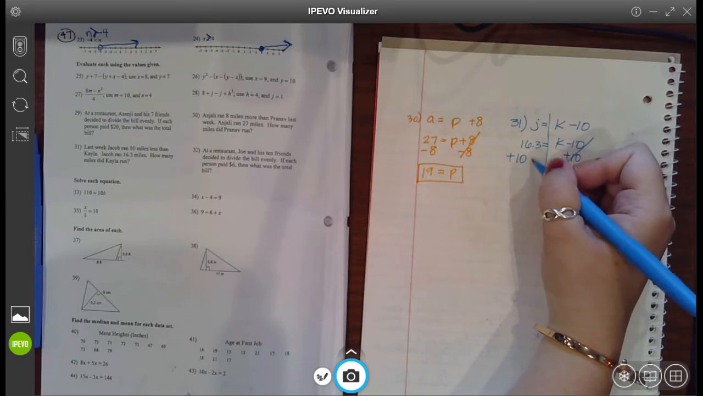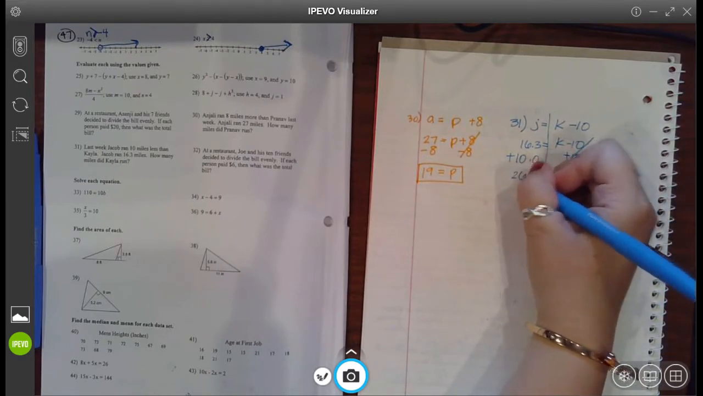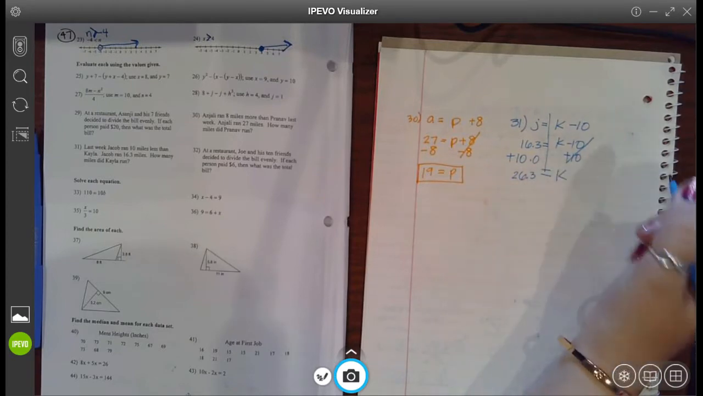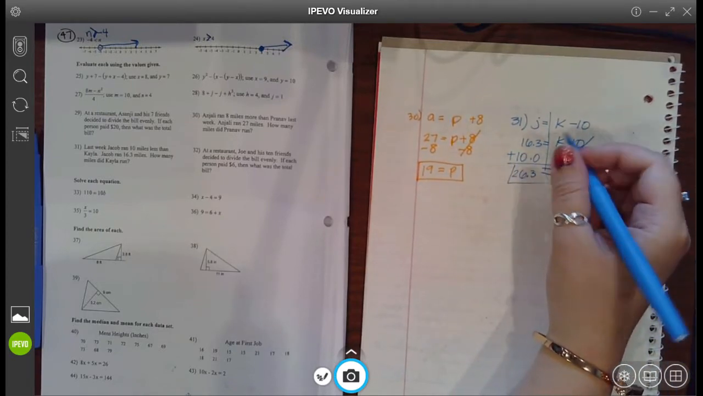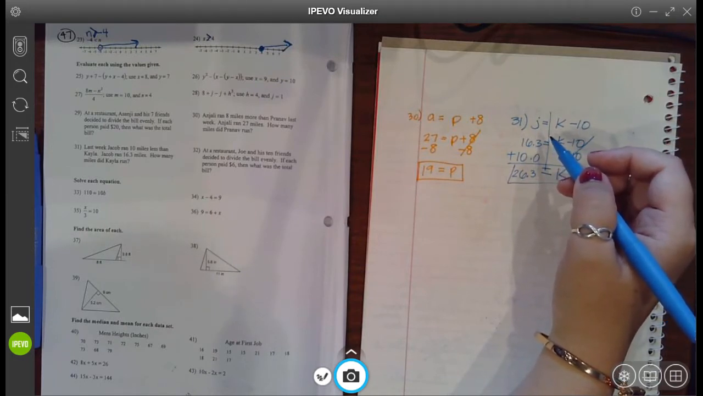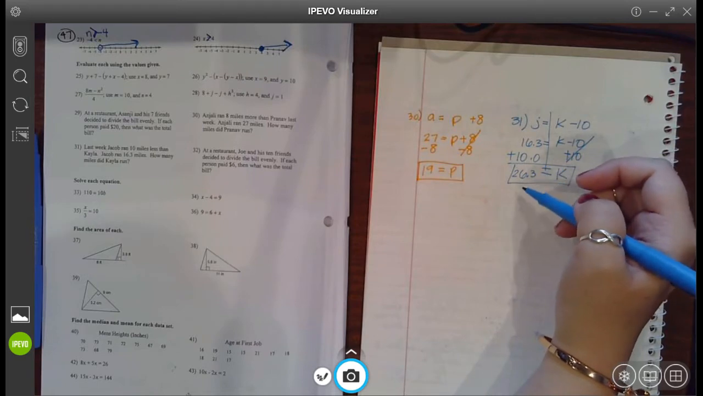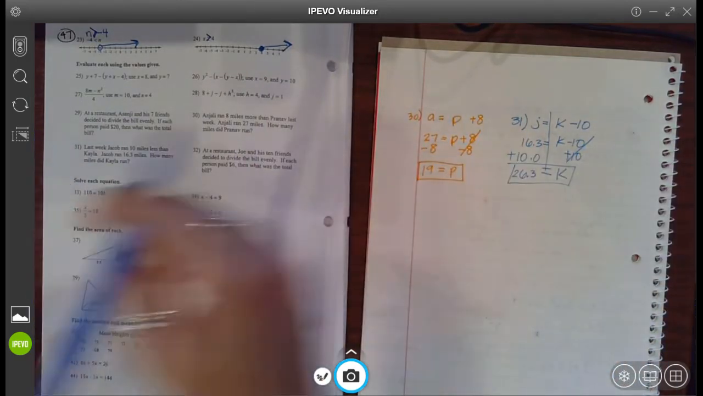Don't forget to line up your decimals. Okay, so 16 plus 10 is 26, and then just bring down that 0.3. So Kyla ran 26.3 miles. And remember, it says Jacob ran less. Well, or did it say Jacob ran less or more? Jacob ran 10 less than, and Jacob ran 16, and Kyla ran 26. Okay, yep, my answer makes sense. So you can move on.